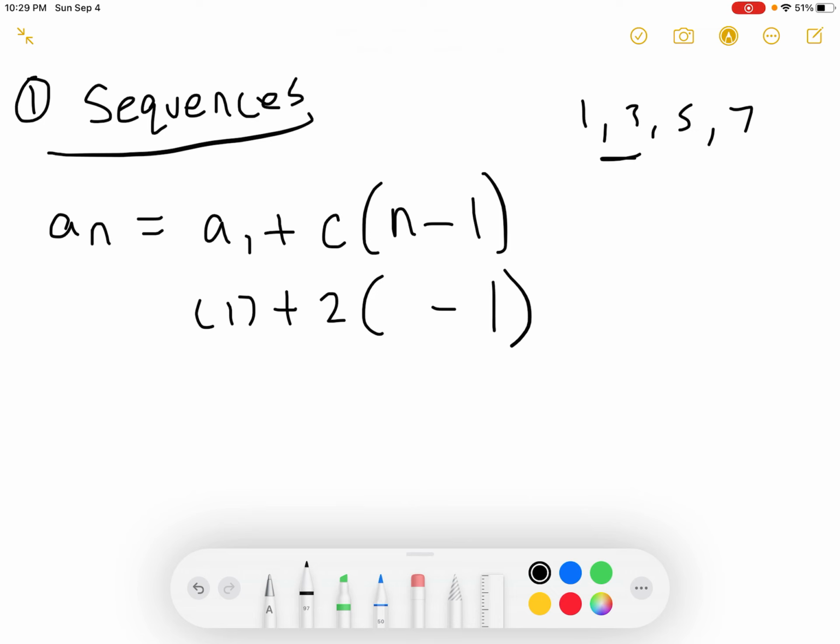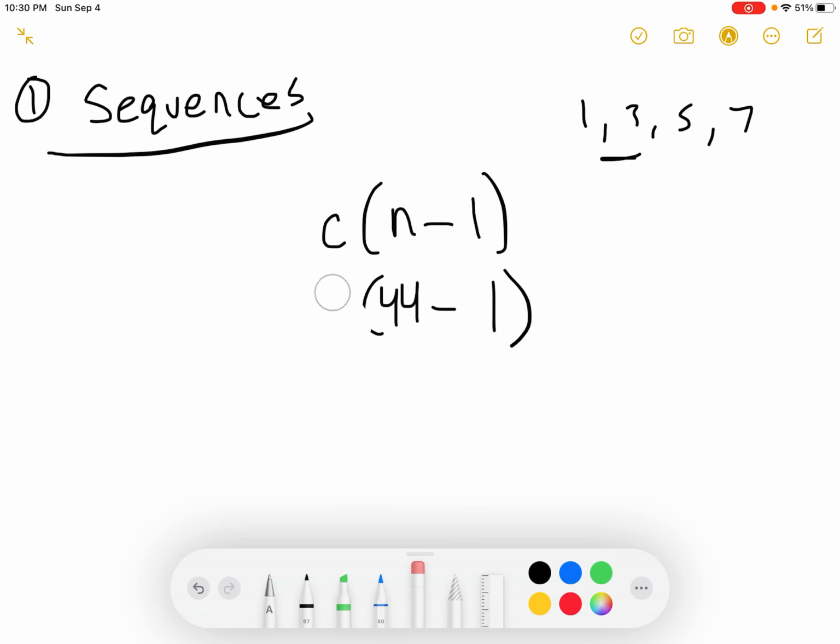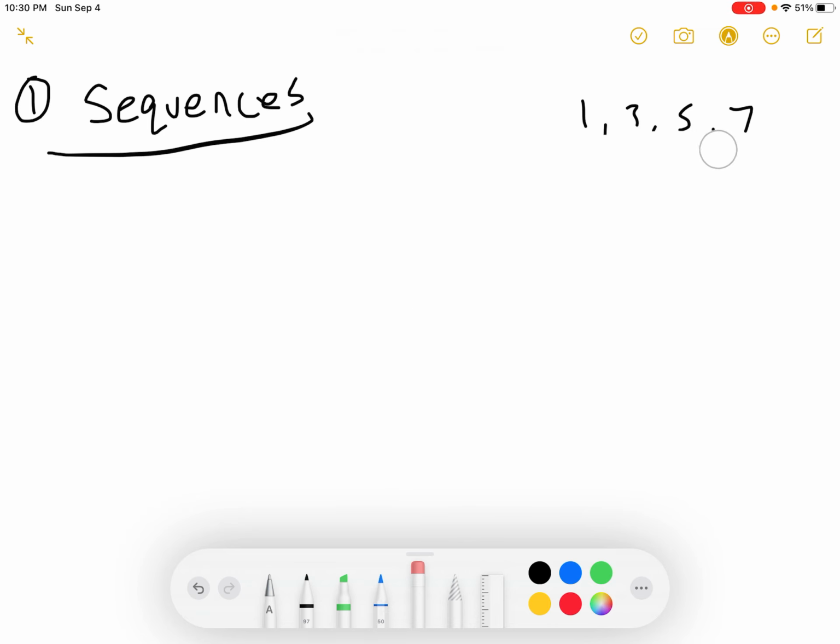And let's say you wanted to find the 44th term, then you would solve that out and that would tell you what it is. So that's what an arithmetic sequence is. That's what you need to know. But there's another kind too, which is geometric.